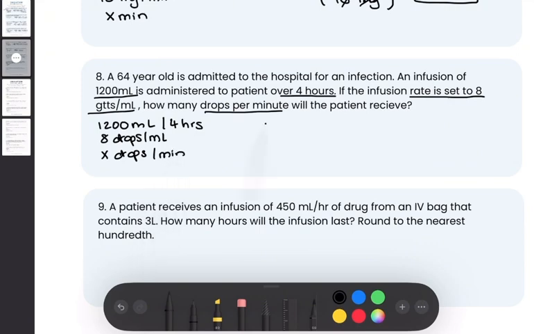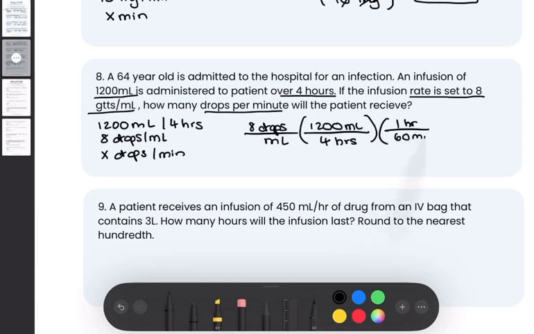Now set up your equation so that you can cross out the milliliters and get minutes on the bottom. Because the question gives it in hours, you're going to convert the hours to minutes. So your answer here is 40 drops per minute.